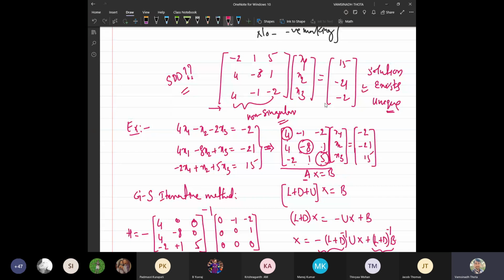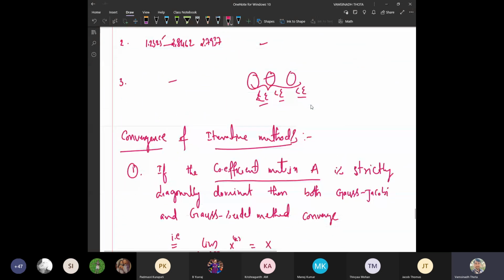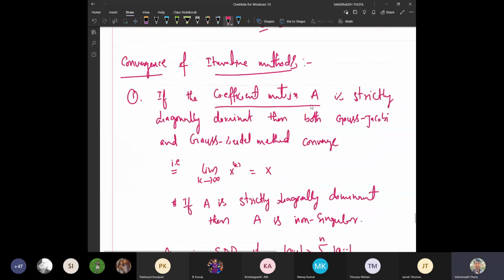It's not strictly diagonally dominant. Why? Because look at this one and this one. 2 is not bigger than 1 plus 5, and 2 is not bigger than 4 plus 1. The coefficient matrix is not strictly diagonally dominant, but still there is a unique solution in fact. So the converse is not necessarily true.